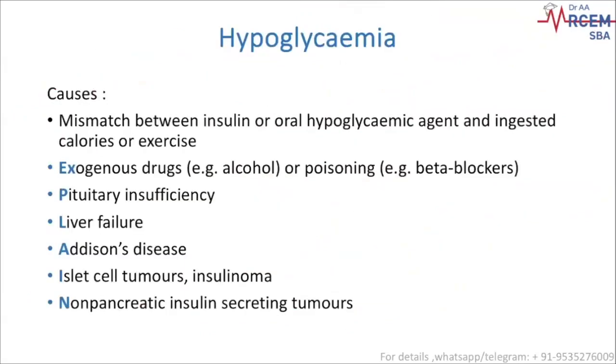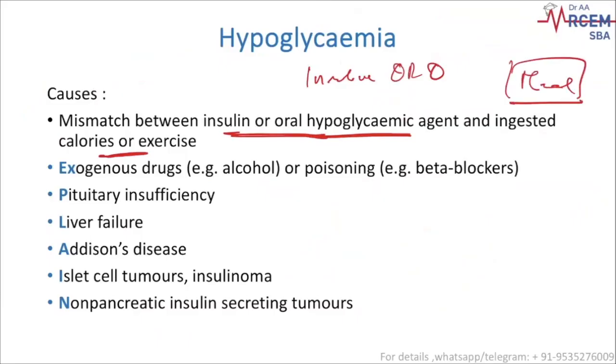Hypoglycemia. The most common cause for hypoglycemia is a mismatch between the oral hypoglycemic drugs or the insulin they are taking and the calories that have been spent. What do I mean by this? Basically, they have taken insulin or an oral hypoglycemic drug and they have forgotten to take their meal. So they have forgotten to eat the food. Usually the recommendation is you take the insulin and take your meal. They have taken the insulin, forgotten to take the meal, resulting in hypoglycemia. That is the most common cause for hypoglycemia.